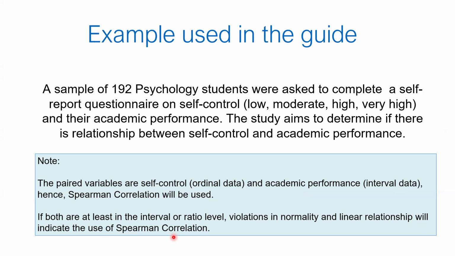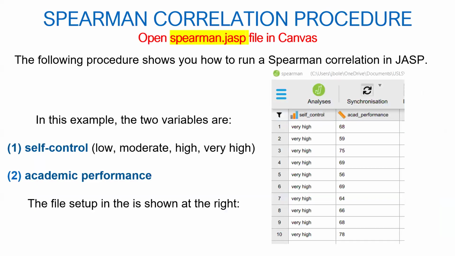Now, in the next part of the presentation, we will see the procedure on how to run Spearman correlation using the JASP software. Okay, so let's open your spearman.jasp file in Canvas. When you open that, you will see these two columns. The first column pertains to self-control, and that is categorized as low, moderate, high, very high. The second column will be their academic performance.